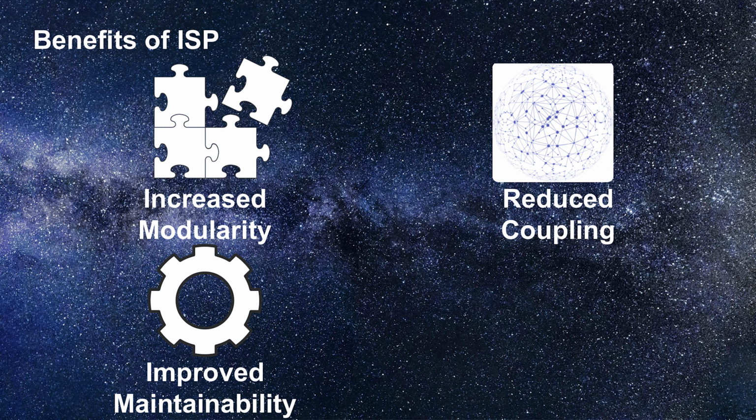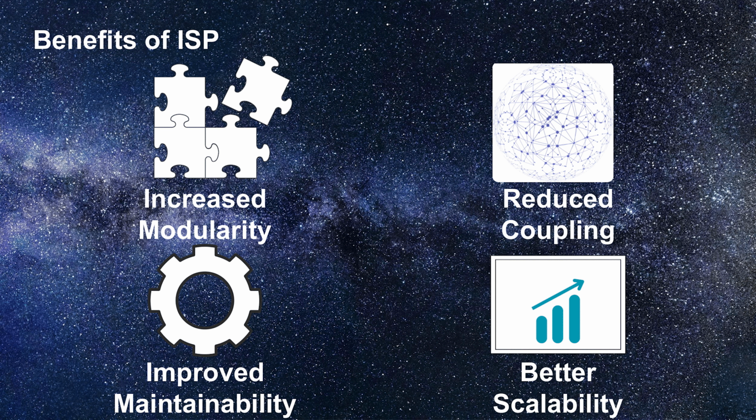Improved maintainability. With smaller interfaces and reduced coupling, it's easier to isolate and fix bugs or make changes to specific parts of the system. This means that maintenance becomes less complex and time-consuming, making the system more robust and reliable. Better scalability. ISP helps avoid bloated interfaces that become unwieldy as the system grows. Instead, the system can evolve in a more manageable way by adding new, more specific interfaces as needed. This allows the system to scale more effectively and without introducing unnecessary complexity.